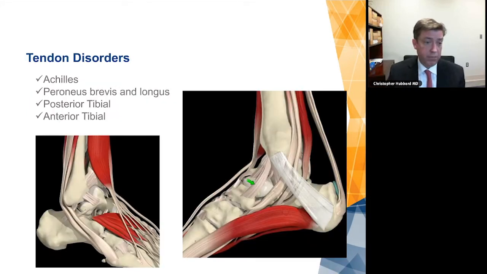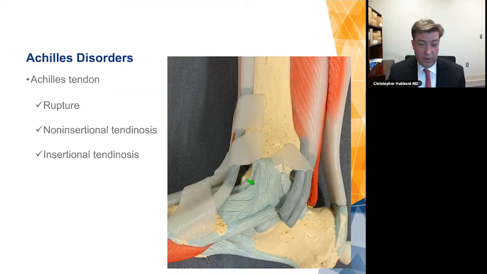In terms of the tendons of the ankle, the four major ones that we're going to talk about are really the Achilles, peroneal tendons, the posterior tibial tendon, and the anterior tibial tendon. In terms of the Achilles tendon, typically the types of things we see are rupture, so that's a complete disruption of the tendon above its insertion site. A tendinosis implies really a thickening of the tendon, a partial tear of the tendon.